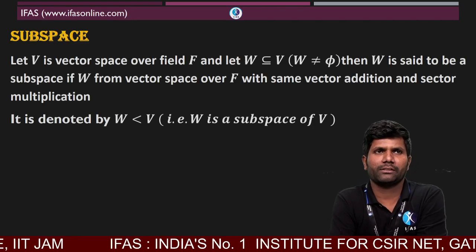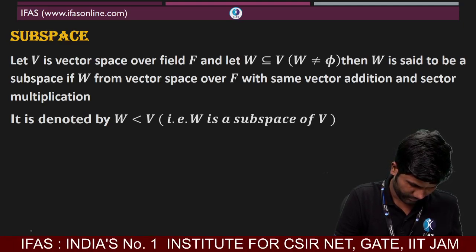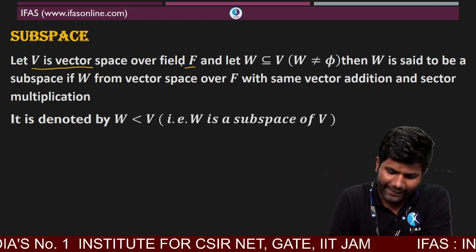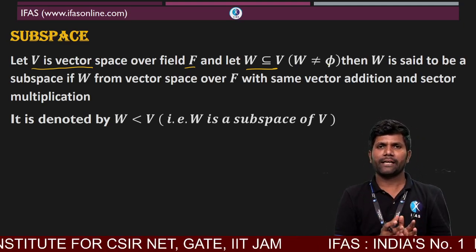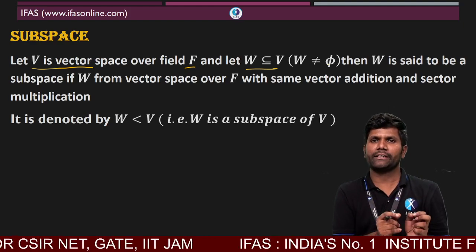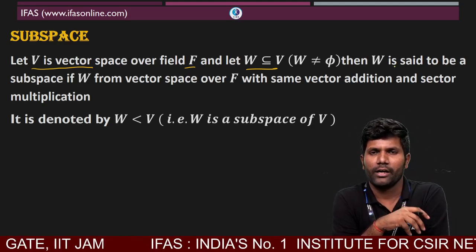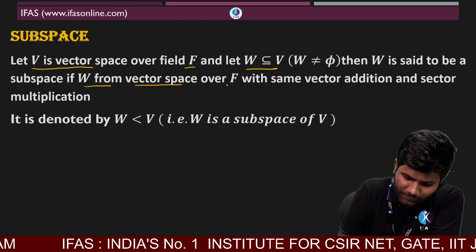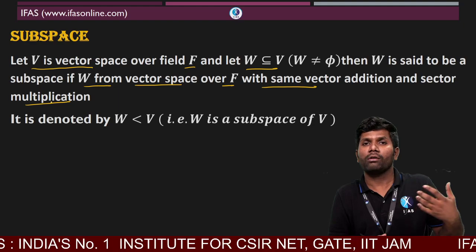So what is a subspace? Suppose V is a vector space over some field F, okay? And W is a subset of V, and this W is non-empty. It means that V is a vector space, W is a subset of V which is non-empty. Then this W is said to be a subspace of V if it satisfies a certain condition. And what is that certain condition? If W forms a vector space over F with the same vector addition and the scalar multiplication of V.